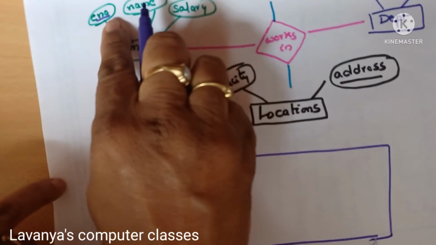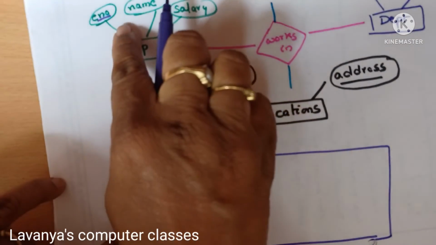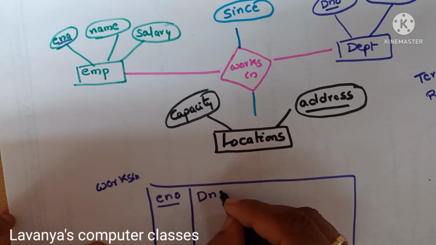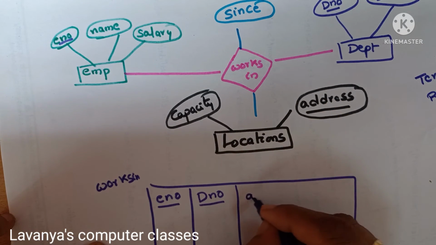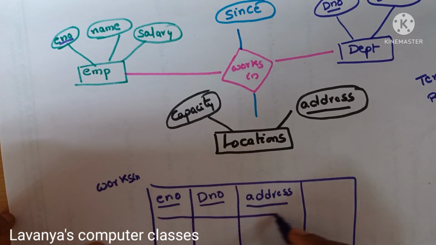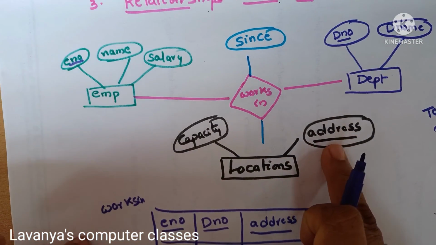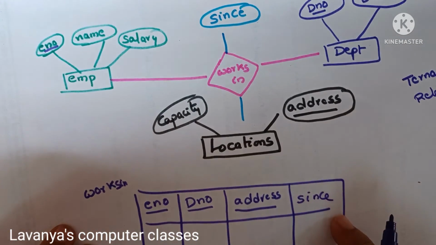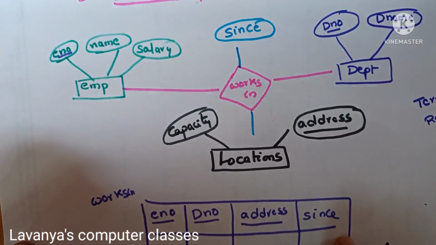And what are the fields in this table? Take all the strong entities. Employee is the entity set with primary key attribute employee number. Take all the primary key attributes. In the department entity, DNO, the department number, is the primary key, and in locations, the location address is the primary key. So consider all the primary keys of the three entities, that gives three fields. Now we go for the works in relation. The works in relation has one attribute known as since. That attribute is also considered as a field. So this is the table of works in. This is the conversion of a relation into tables.